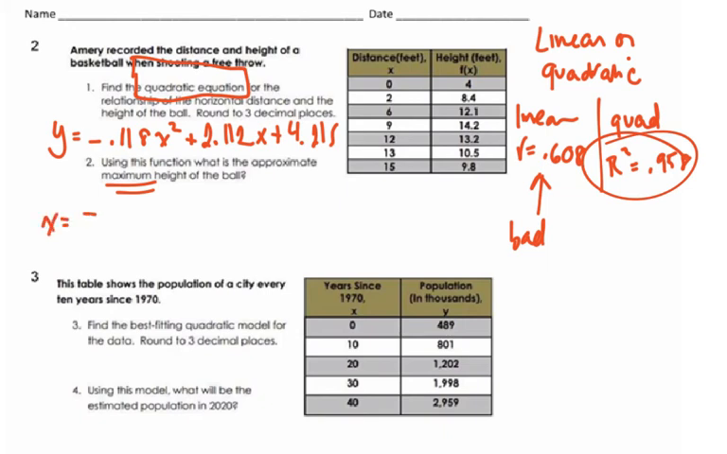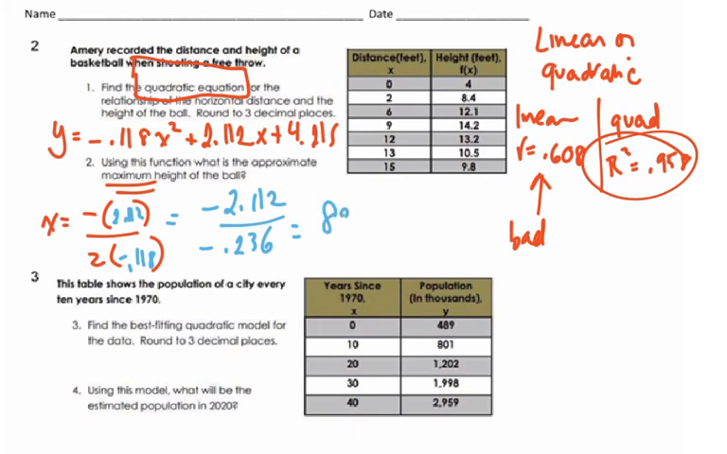So when we find the maximum, we're doing negative b over 2a. Our b value is, in this case, 2.112, and your a value is negative 0.118. And this is negative 2.112 divided by negative 0.236. Let's see, 2.112 divided by 0.236 is 8.949. Remember that this is an x value.